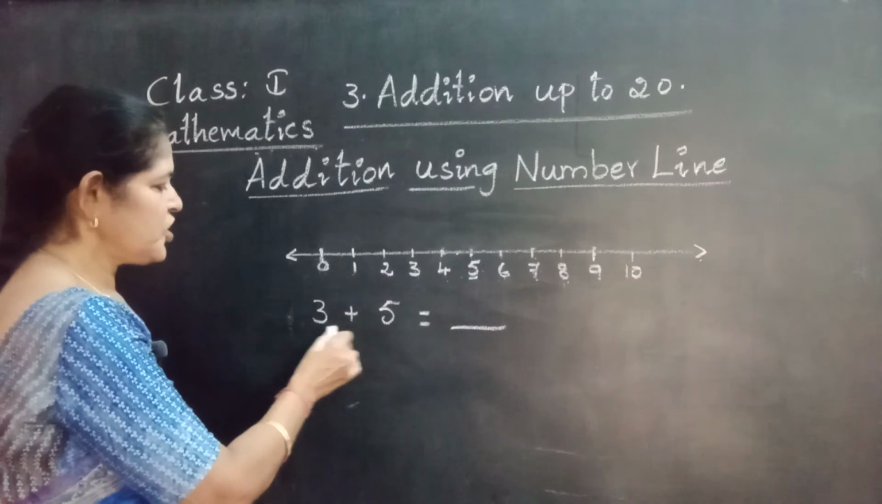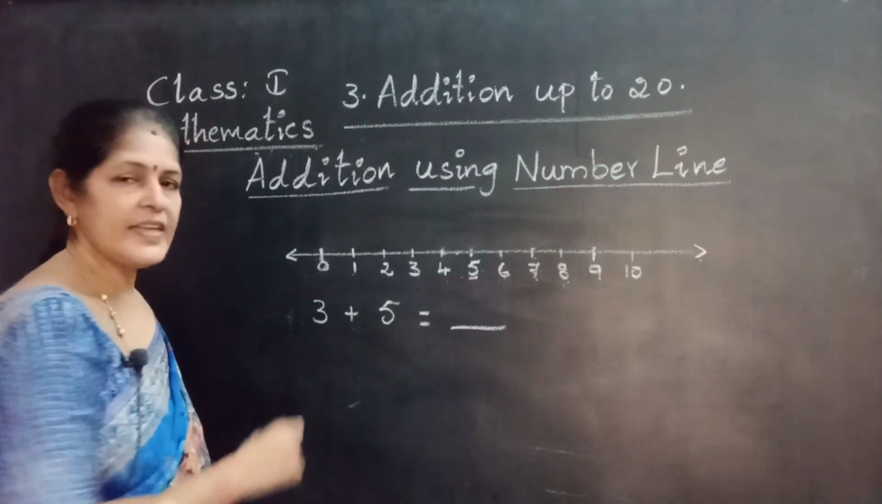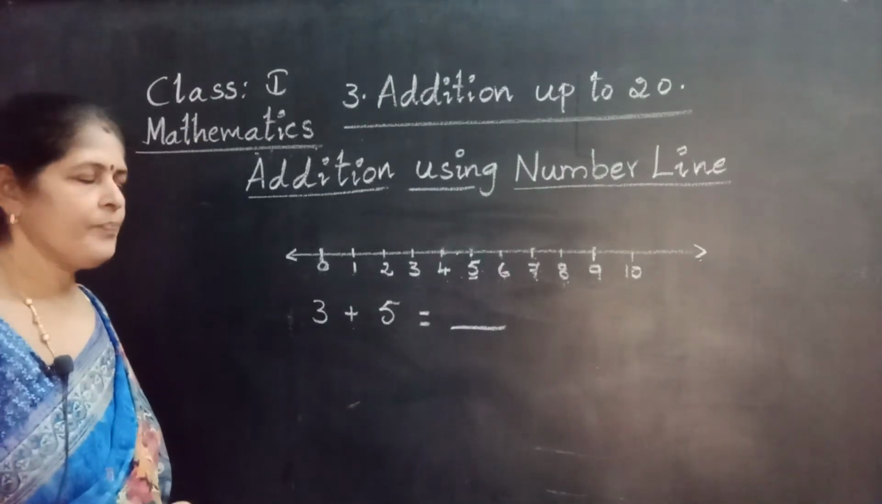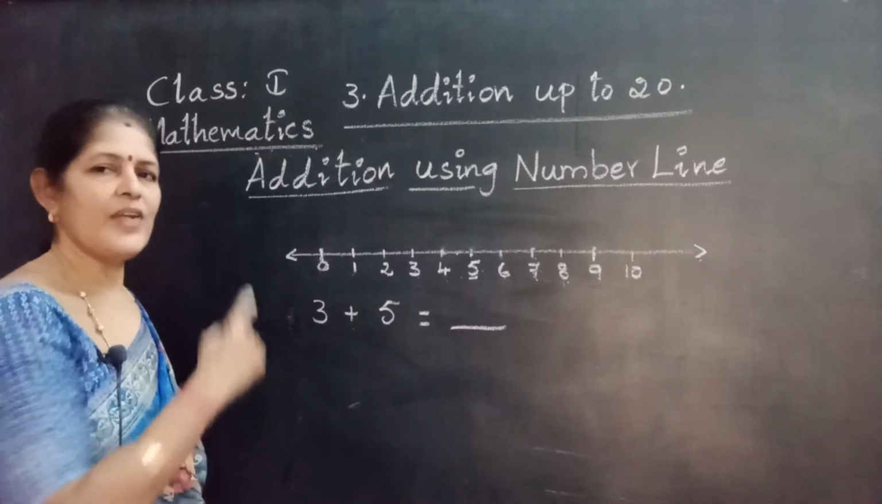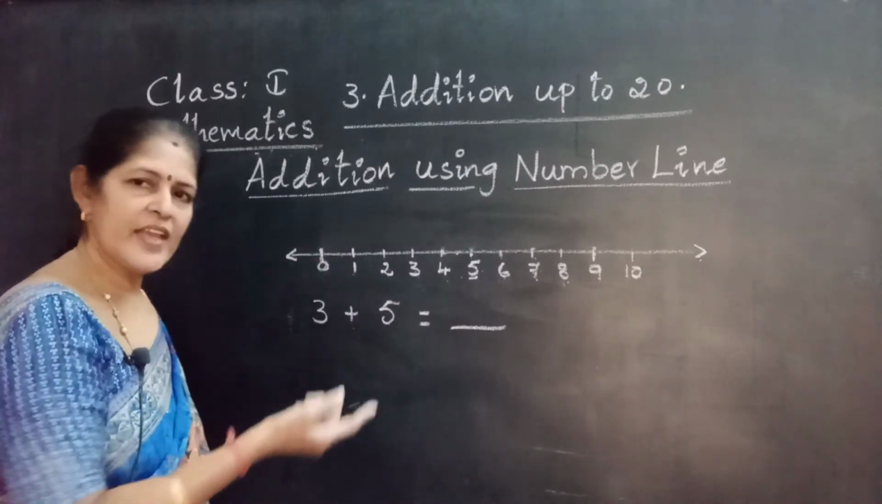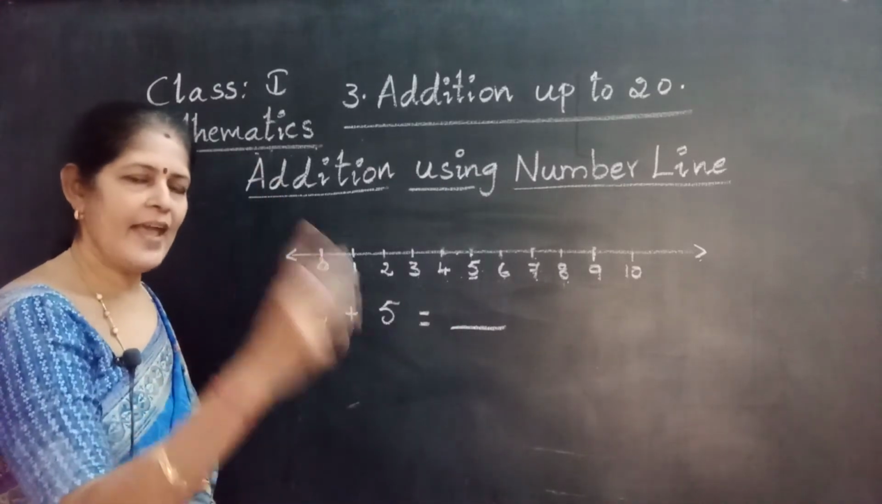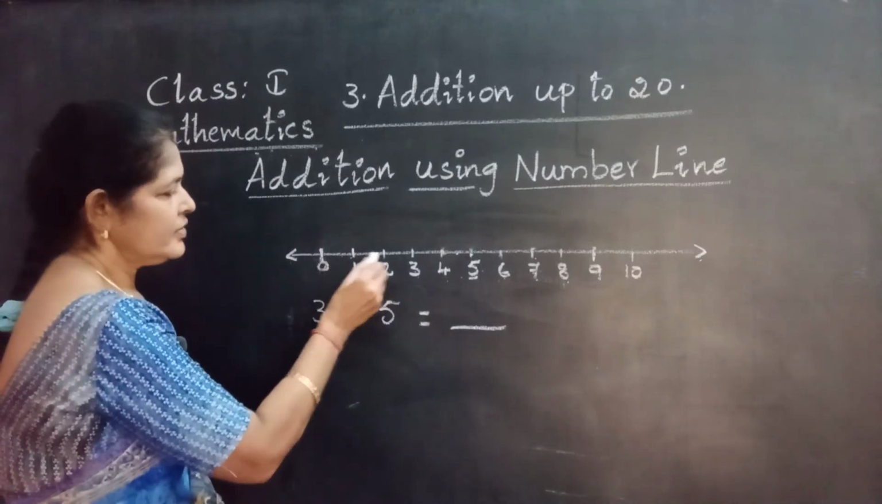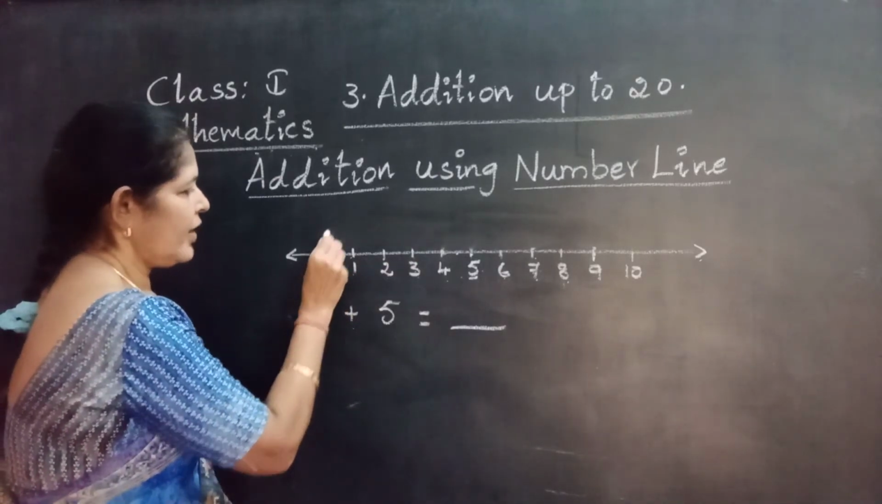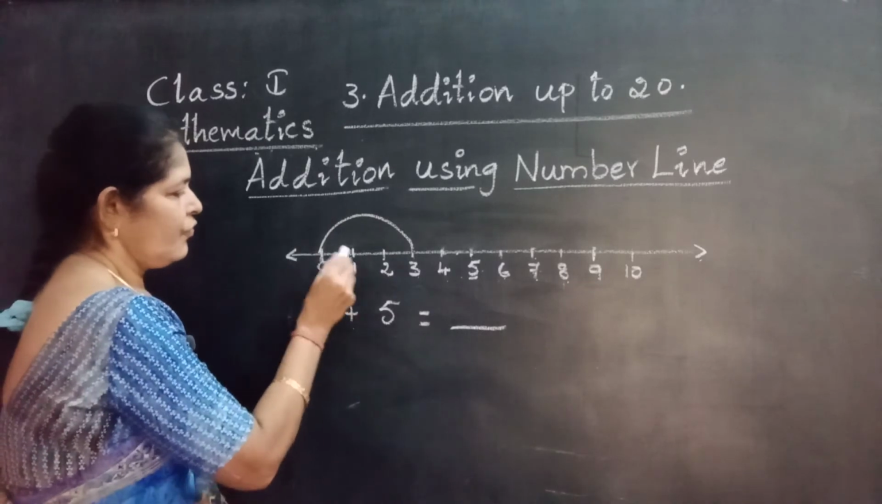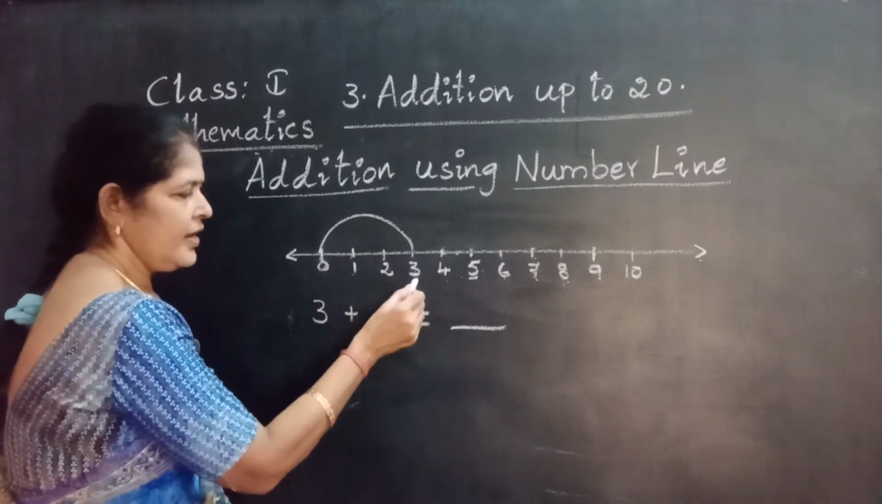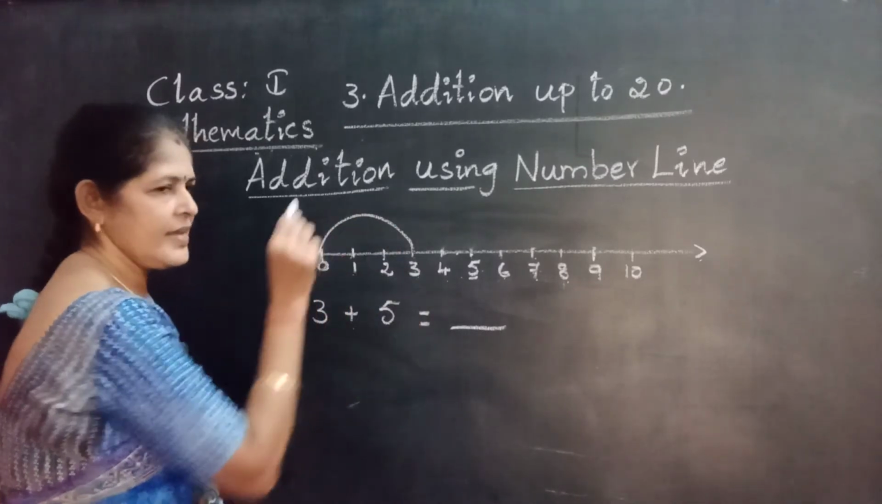Okay? See, the given addition is 3 plus 5. What is the first number? 3. From where can we start? From 0. How many steps can we take? 3 steps. See, 1, 2, 3. Mark like this. Here is 3.